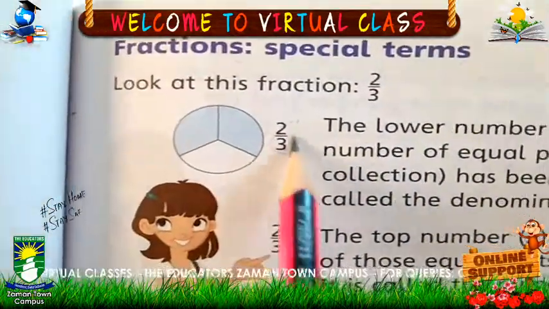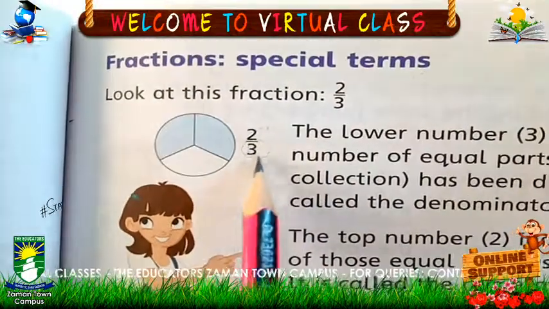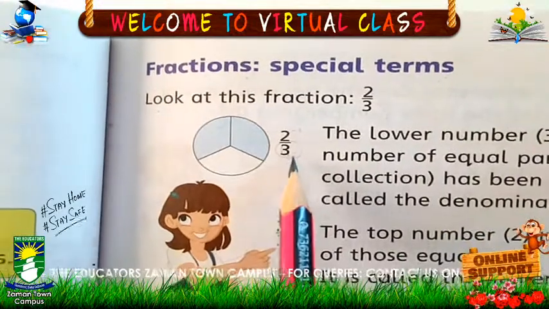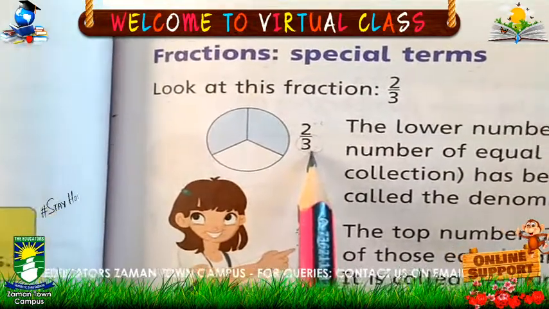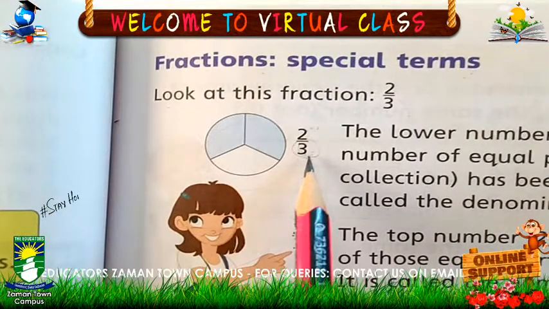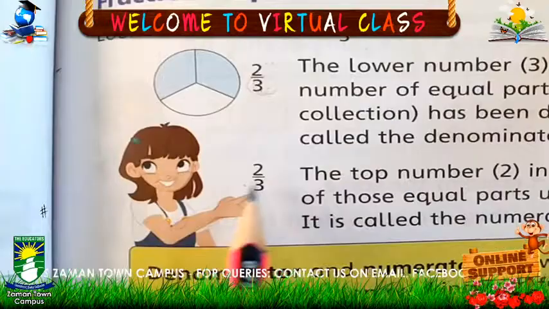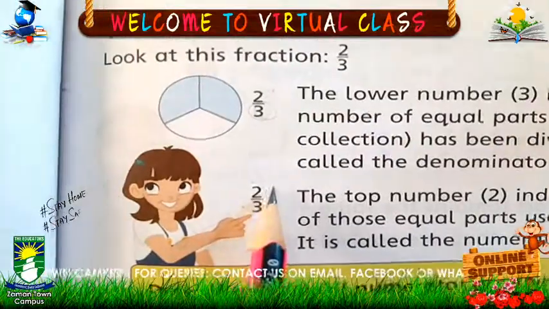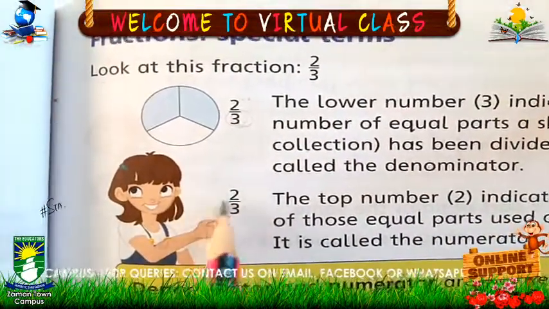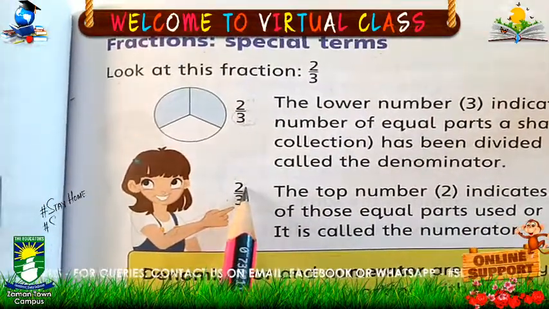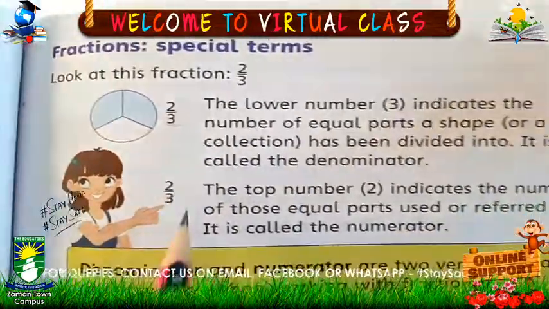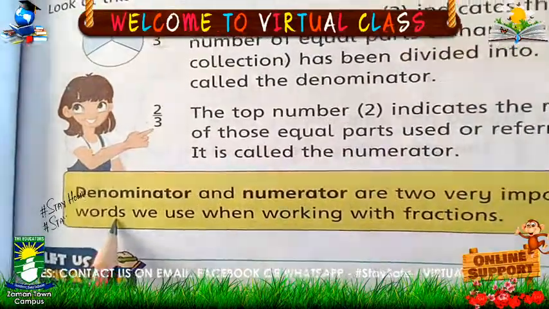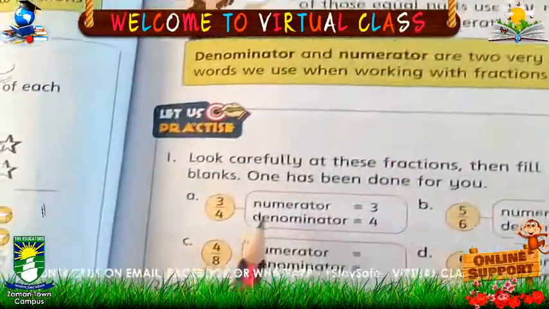The lower number 3 indicates the total number of equal parts that the shape has been divided into, and this is called the denominator. Now look at here, the top number 2 indicates the number of those equal parts used, and this is called the numerator. So denominator and numerator are 2 very important words we use when we work with fractions.